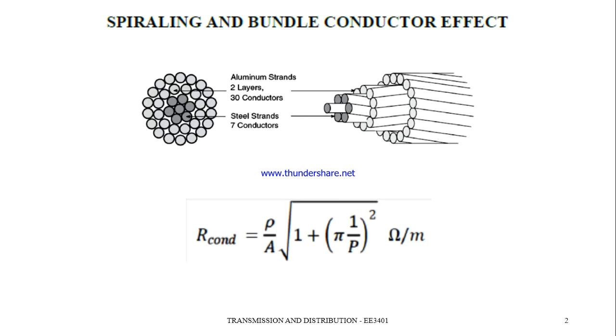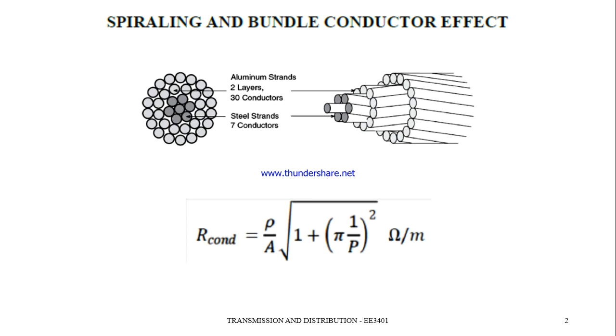As we know, a conductor is not a single layer. It consists of multiple layers, and when we are using a bundled conductor, obviously our losses get very much reduced. In this case, we can see that there are 7 conductors at the mid sector, and the second layer consists of 30 conductors. All these conductors are aluminium strands.